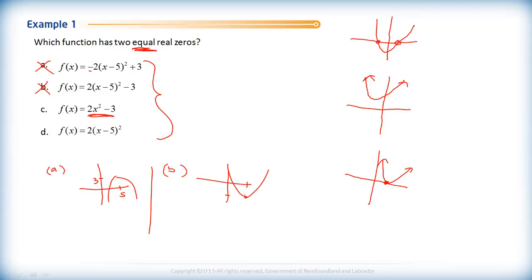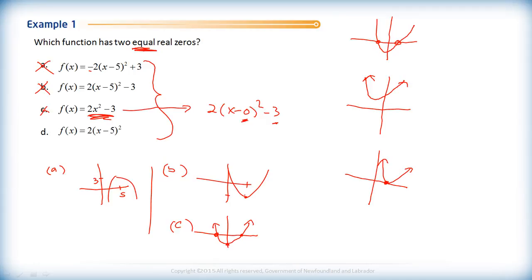Now, this one, you'd almost think it wasn't vertex form because it isn't. Well, it is, but it's also standard form. You could look at this as 2x minus 0 squared minus 3. See? So our vertex is actually going to be at 0 and negative 3. So if our vertex is over 0 and down 3, it would look like this if we open upward, which that one does for part C, and that would still have 2 different places where we cross the x-axis, so 2 unique real zeros. No good.